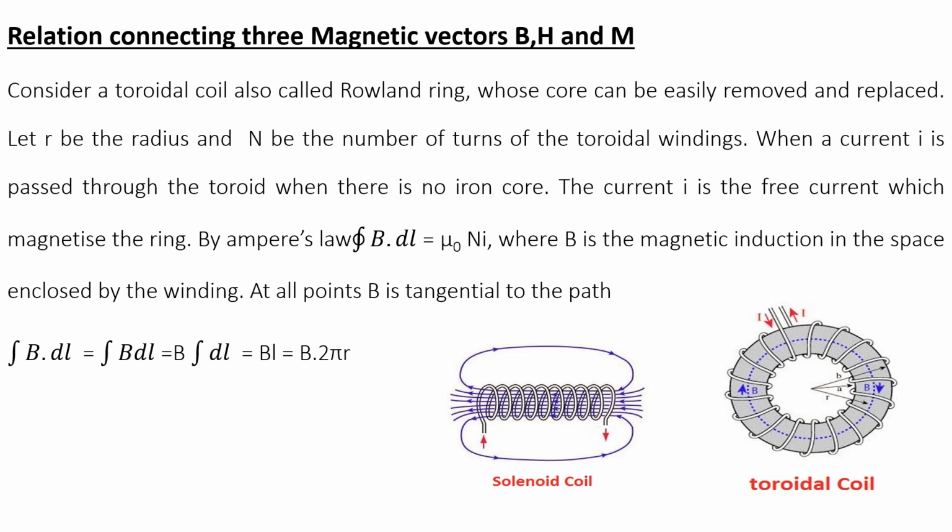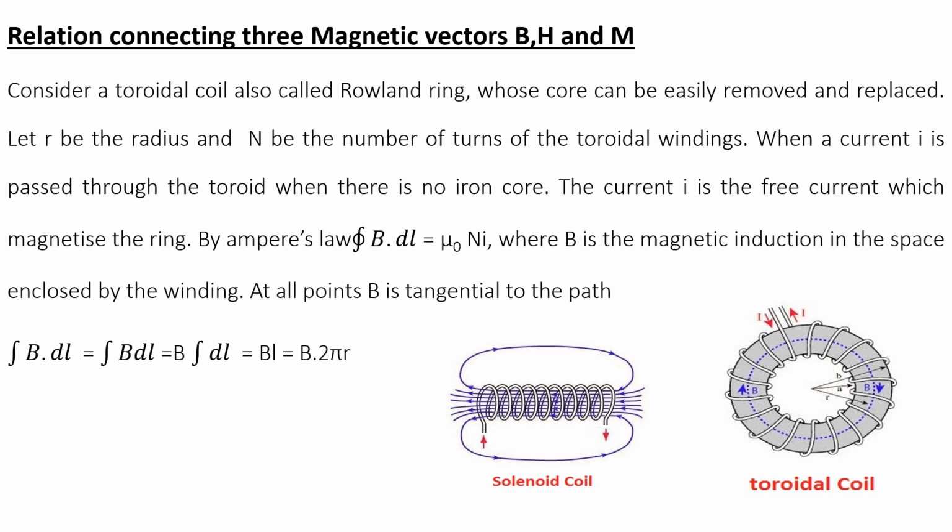Here we are considering a toroidal coil. In the toroidal coil, we can remove and replace the central core. Let R be the radius and N be the number of turns of the toroidal coil. When a current I passes through the coil, it produces a magnetic field. First we are considering a toroid without iron core, that is, a toroid in which no iron core is present.